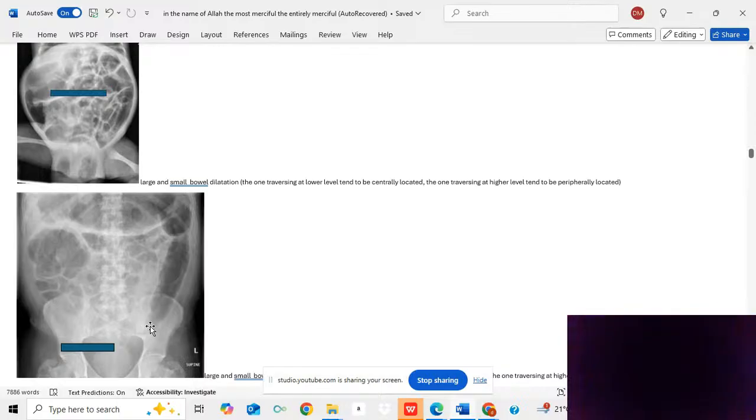As you can see, it's peripherally located and crosses the spine at higher levels. This bowel loop is a small bowel loop. Okay, so can you see the haustra here? Haustra, can you see the haustra? It's not traversing the whole lumen. Here, haustra.